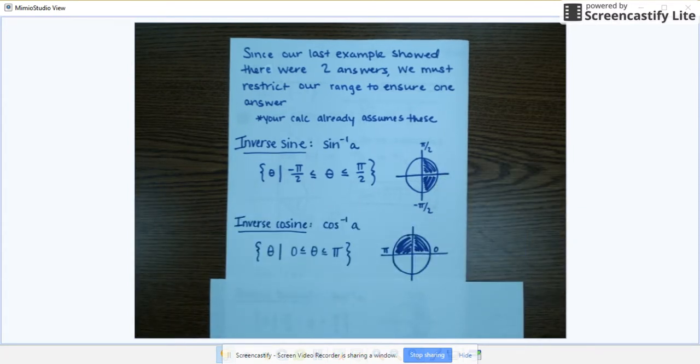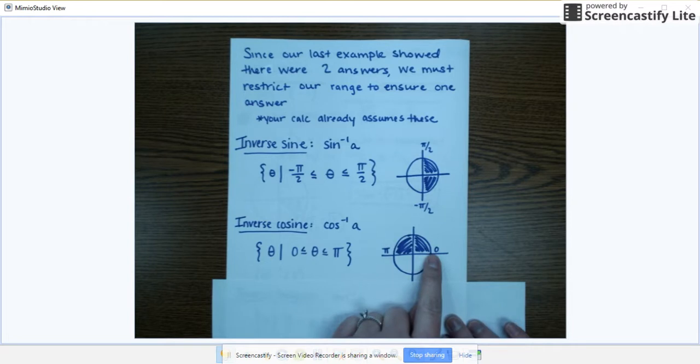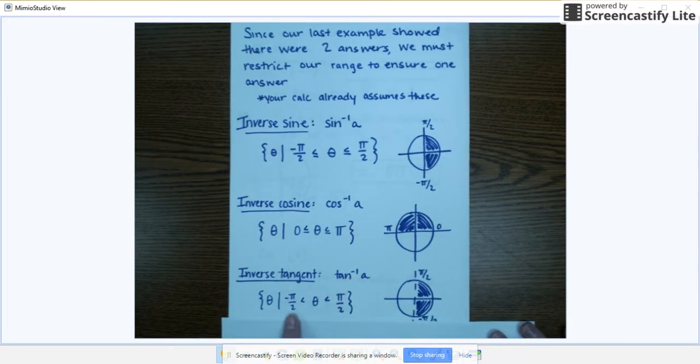Inverse cosine then, again, similar notation. So cosine looks like a -1 power, but we say inverse cosine. Our theta value, or our angle measurement, has to be between 0 and pi. So 0 degrees over to pi, which correlates to 180 degrees. So it'll be in the first or second quadrant. Inverse tangent is tan with a little -1. So inverse tangent has to be between negative pi halves and positive pi halves.